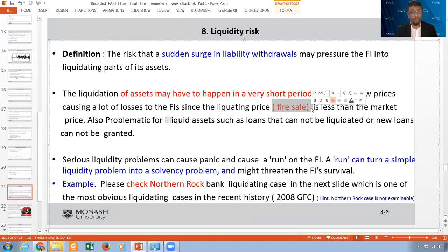This could also apply to banks. They can sell all these securities very fast, in a few hours or on the same day, and they can sacrifice and lose a huge difference between the market price and the selling price, which we call a fire sale. That huge spread is actually the loss.